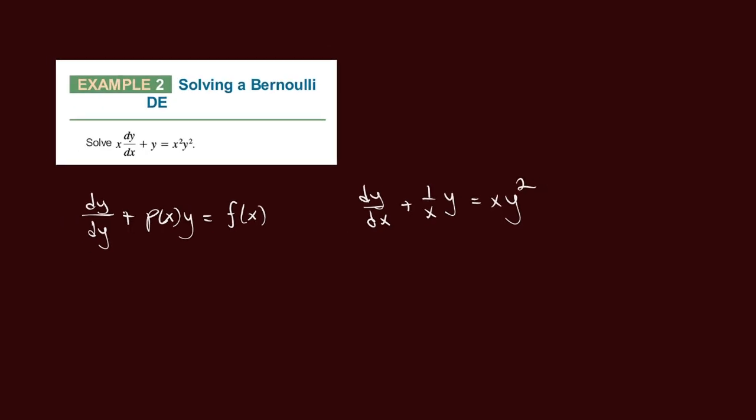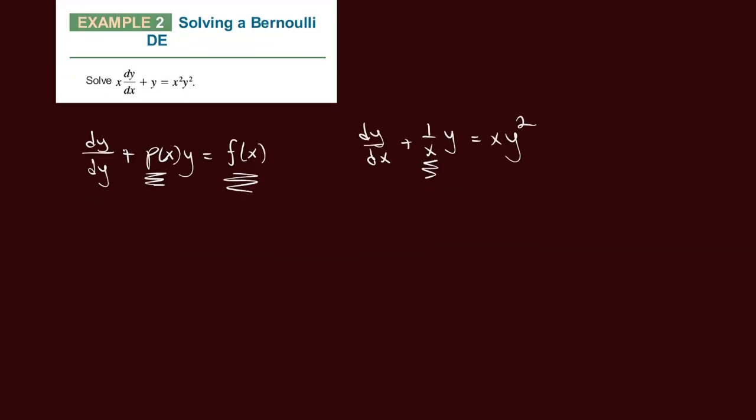And notice there's something wrong here. We have p of x, so that's good. But look at f of x. This is not good because of this y squared. If this y squared wasn't here, then f of x would just be x, but we can't set f of x to be x y squared. That's the problem. So what we're going to do is use Bernoulli's rule.